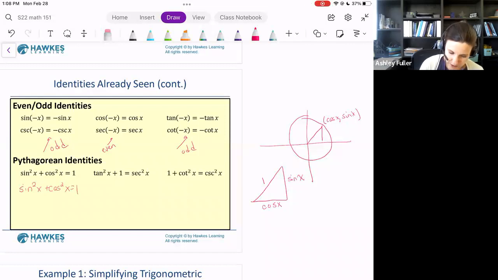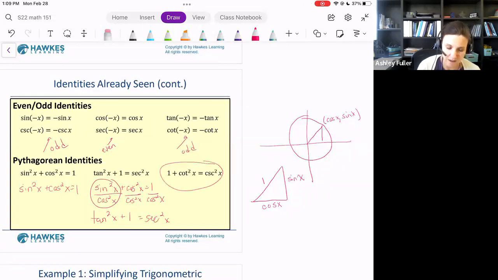And then if we want to rearrange those, we can consider sine squared of x plus cosine squared of x equals 1 if we divide everything by cosine squared. Notice this becomes tangent squared, this becomes 1, and this becomes secant squared. And likewise, this can be found by taking the original identity and dividing it by sine squared. So how might we use these?